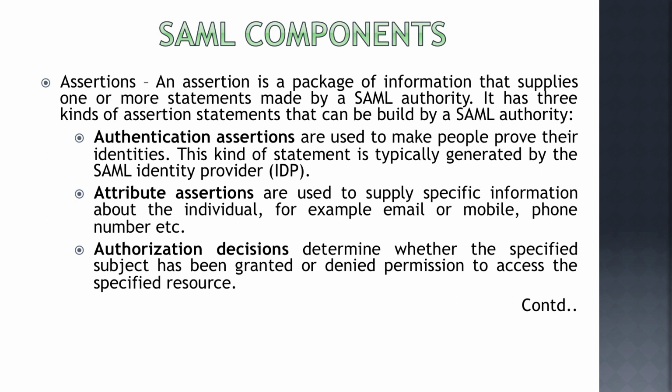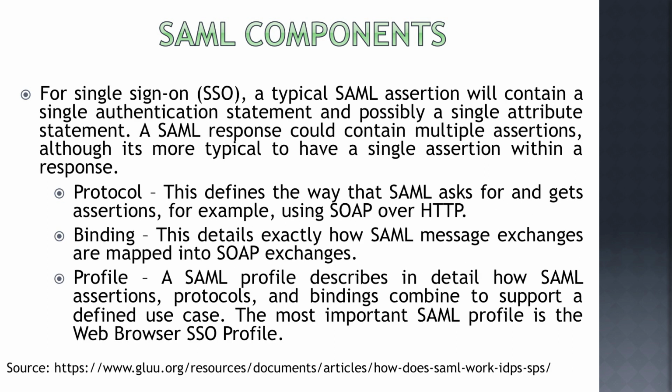The first is the authentication assertion, which is used to make people prove their identities. This kind of statement is typically generated by the SAML identity provider, that is IDP. The second is the attribute assertion, which is used to supply specific information about the person, for example their phone number or email address. Third is authorization decisions, which determine whether the specified subject has been granted or denied permission to access the specified resources.